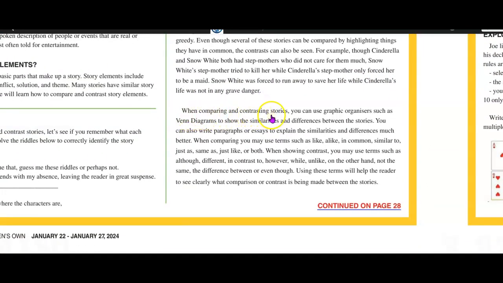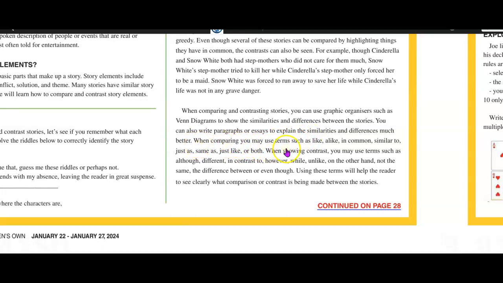When comparing and contrasting stories, you can use graphic organizers such as Venn diagrams to show the similarities and differences between the stories. You can also write paragraphs or essays to explain the similarities and differences much better.